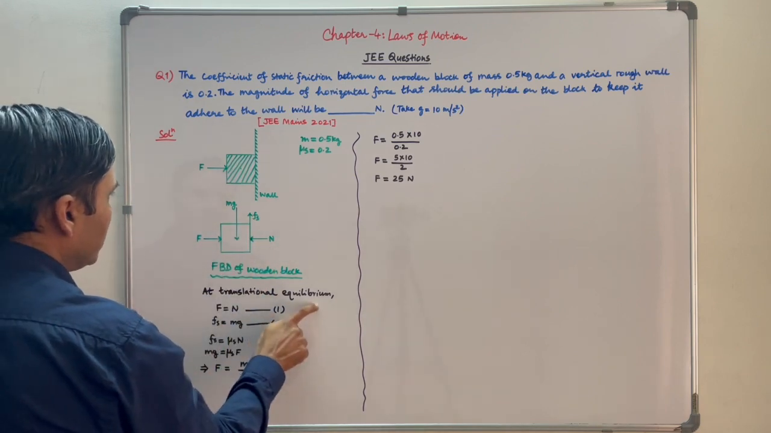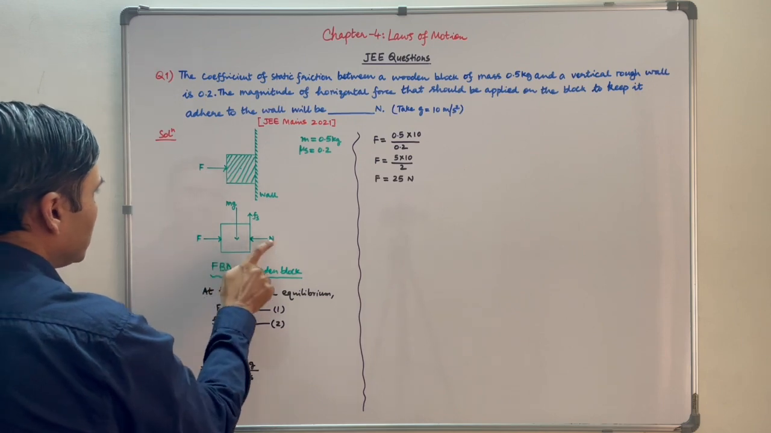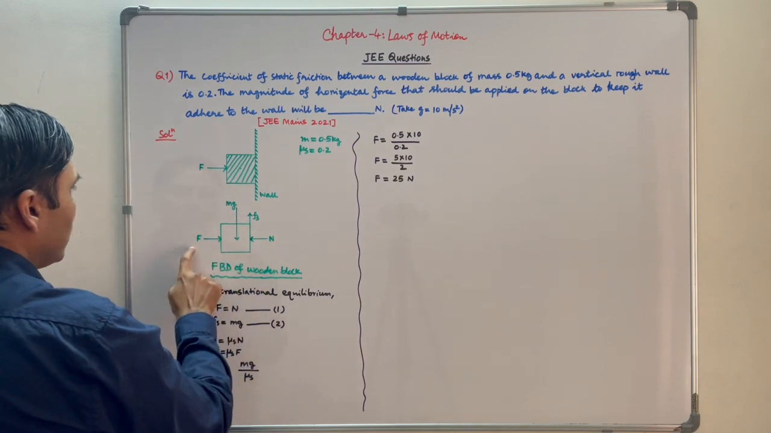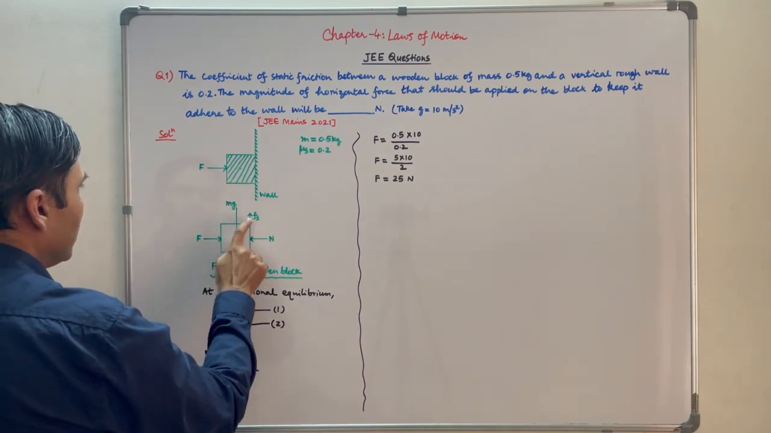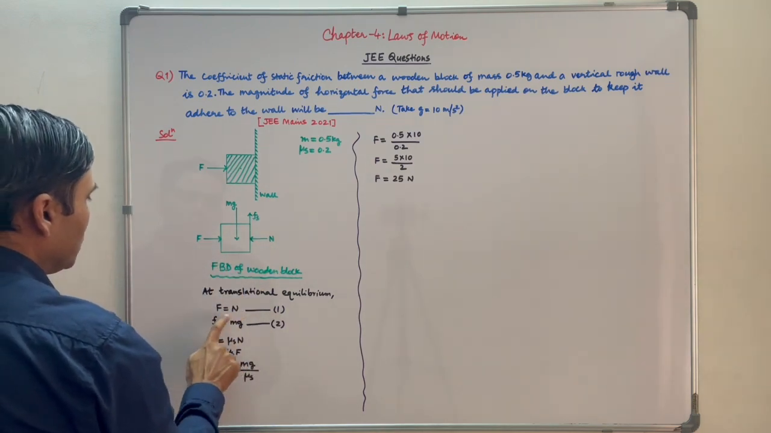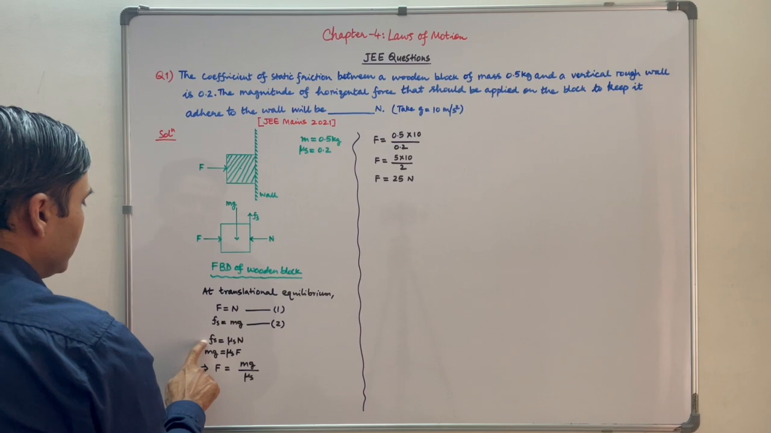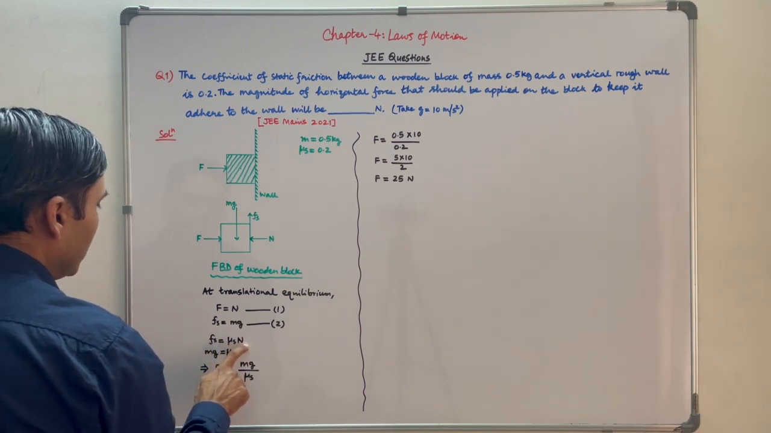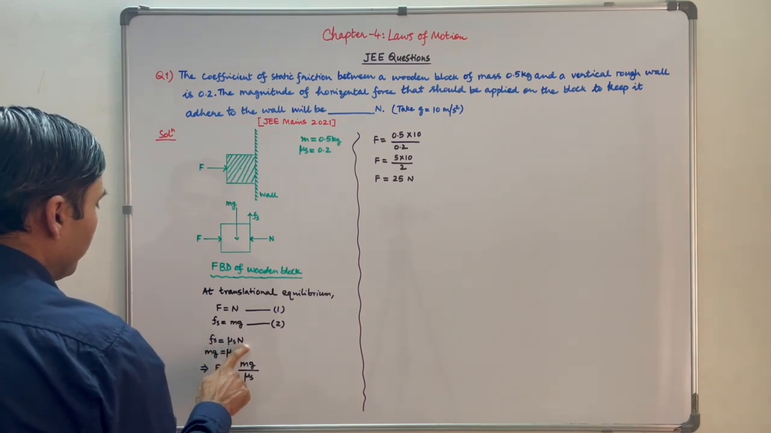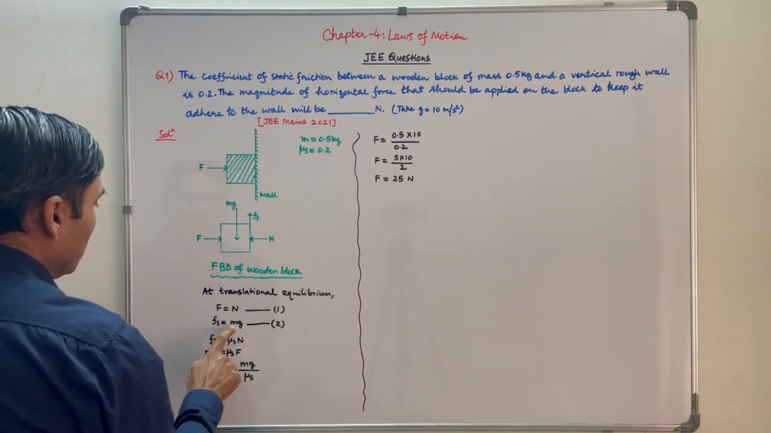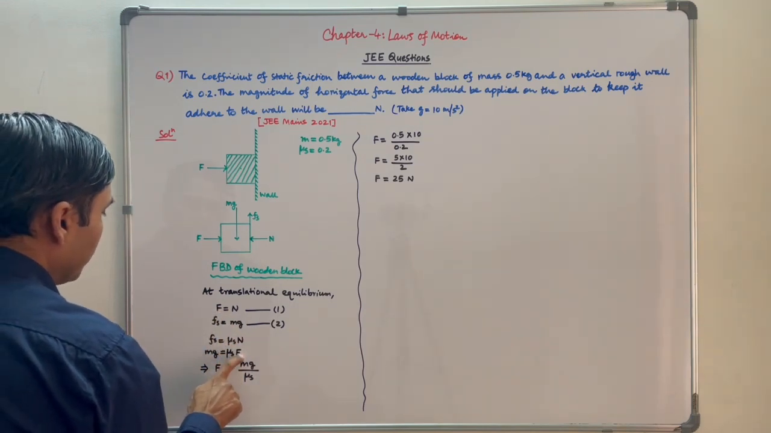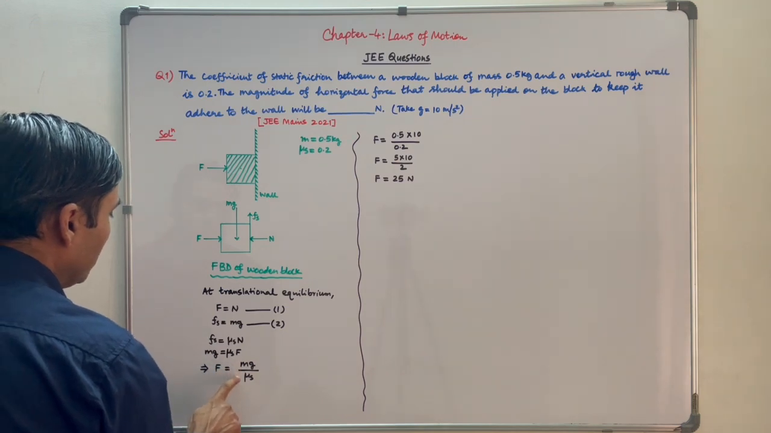At translational equilibrium, we will equate horizontal force with horizontal force and vertical force with vertical force. In other words, summation of Fx is equal to 0 and summation of Fy is equal to 0. So F is equal to N and Fs is equal to Mg. We know that Fs is less than or equal to μs into N. When Fs is equal to Fsm, Fsm is equal to μs into N. Putting the values Fs equal to Mg and N equal to F, we get Mg is equal to μs into F, or F is equal to Mg upon μs.